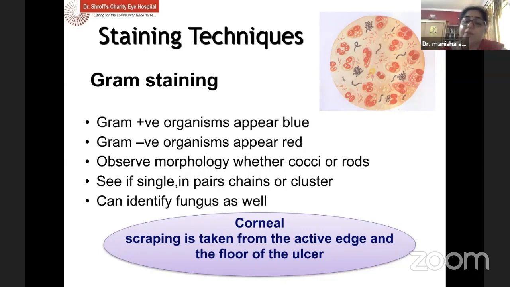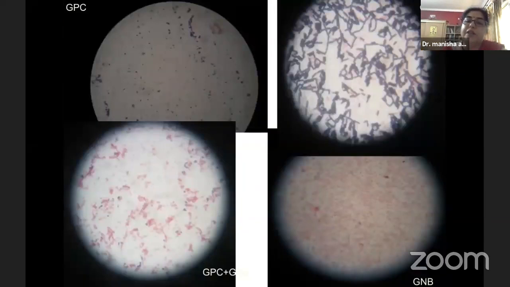Corneal scraping has to be taken from the active edge and the floor of the ulcer. With staining techniques like the gram stain, gram-positive bacteria will appear blue and gram-negative will appear red or purple, and we need to observe the morphology too, whether cocci or rods. This can be done, I would not say easily, but if you are trained enough, an ophthalmologist can pick up these conditions and at least come to know whether it's a gram-positive or a gram-negative bacteria.